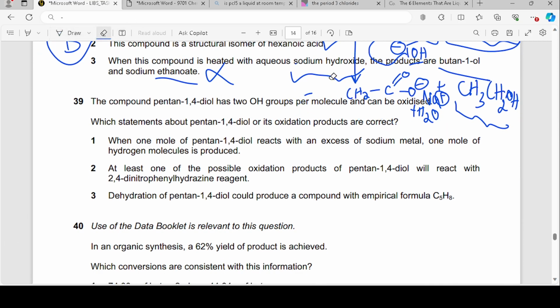The compound pentane-1,4-diol has 2 OH groups per molecule and can be oxidized.